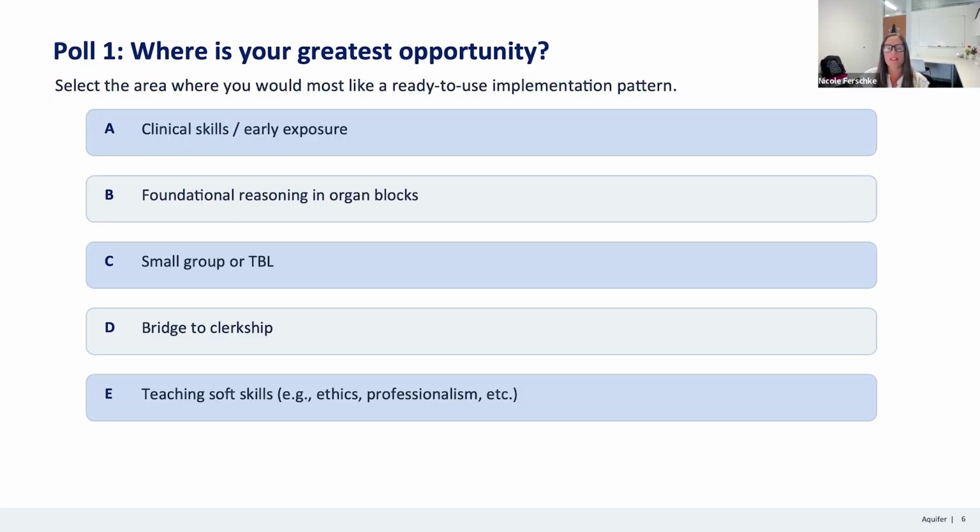So to start off, we'd like to start with a quick poll. Please choose the prompt where a ready-to-use implementation pattern would be most helpful to you. What I see here is a mix, but almost 30% of you have indicated that clinical skills and early exposure and foundational reasoning and organ blocks are both high priorities for you. So keeping that in mind, let's turn the conversation over to Kelsey to continue to discuss our preclinical playbooks.